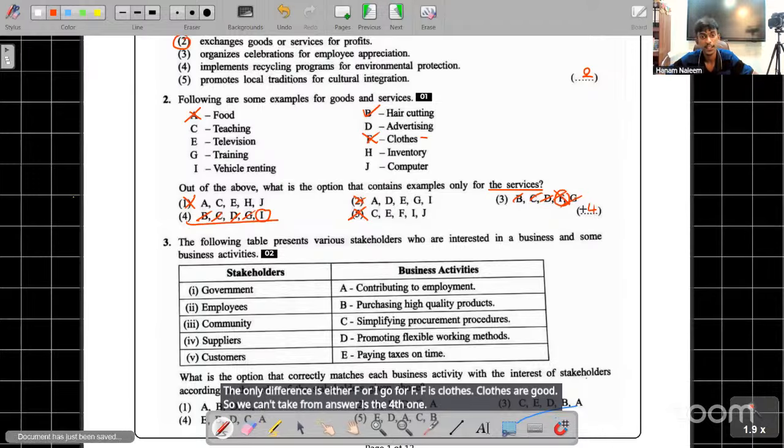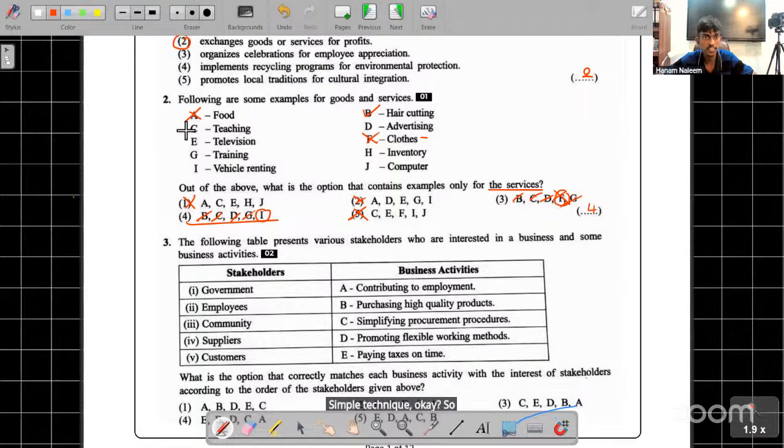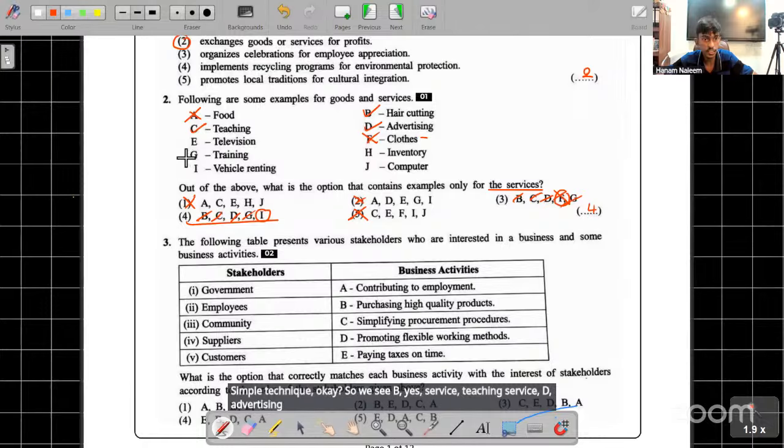Simple technique. So we see B, yes, service. Teaching is a service. D, advertising is a service. G, training is a service. I, vehicle renting is also a service. Right. Next question.